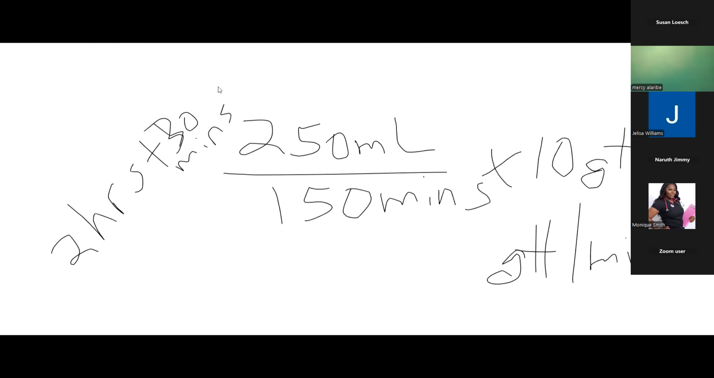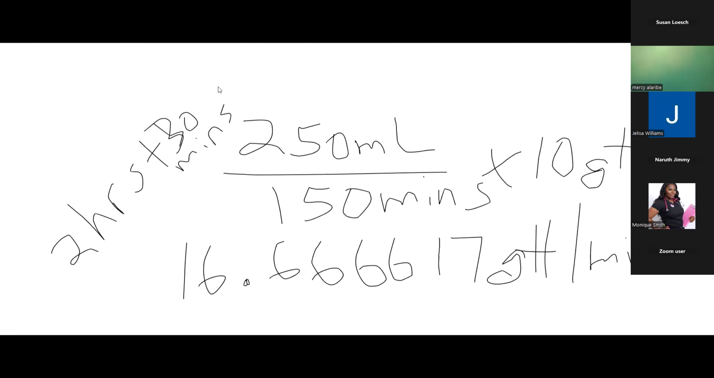Okay, now what's the final key? Because this was our answer, right? This is what you should have got. So now how many drops per minute is it? 17. Good. Okay, everybody go with that one. So we got 100 mLs per hour, and we got 17 drops per minute.